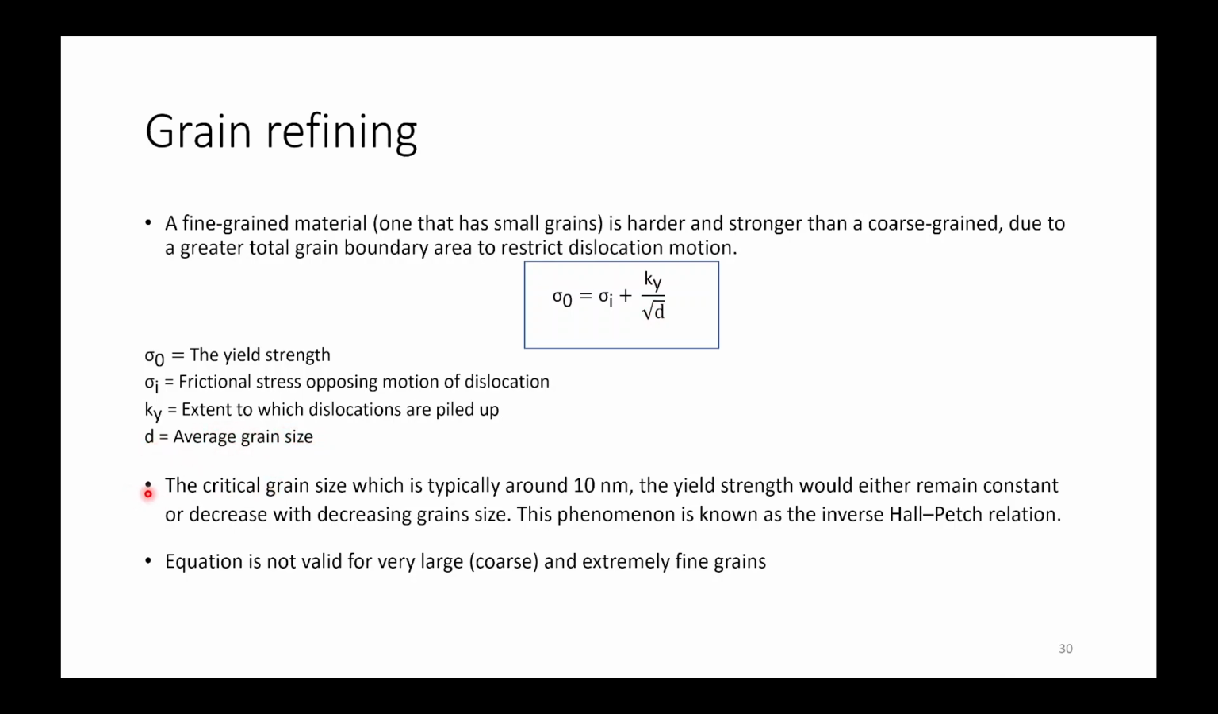Below the critical grain size, which is typically around 10 nanometers, the yield strength would either remain constant or decrease with decreasing grain size. This phenomenon is called the inverse Hall-Petch relation. So this equation is also not valid for very large grain sizes, and also not for extremely fine grains.